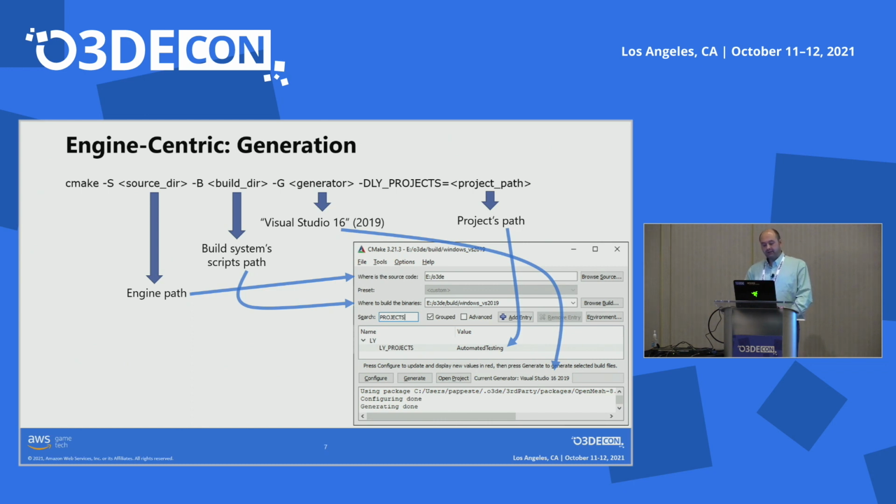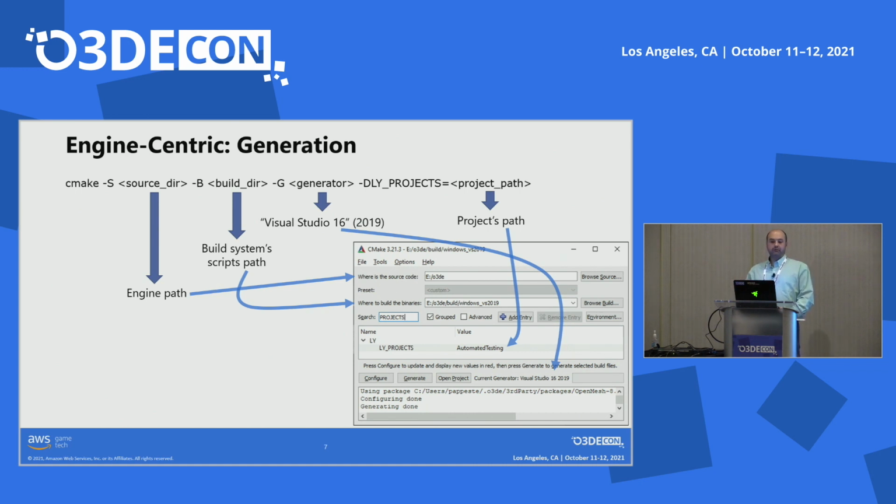And then lastly, you pass the projects that you want to build. You pass it with a cache variable. So the -D is how you define a cache variable. And in this case, we are defining LY_PROJECTS. The LY underscore is because this was written back when we were in Lumberyard. And by putting that prefix with an underscore, it organizes it in the UI that way, like you can see there in the image. And you can pass the projects that you want to include into your generation.